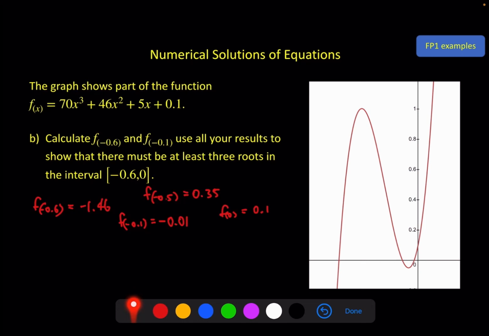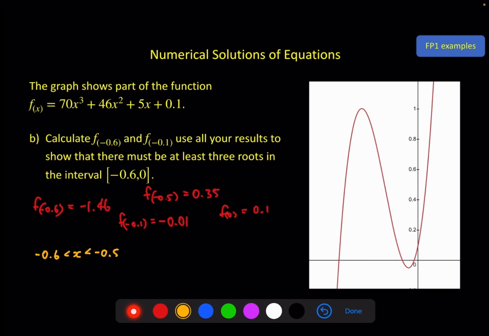So at f of minus 0.6, we get a negative answer, that's down here somewhere. At minus 0.5 we get the positive answer, that's either here or more likely we can see now it's probably over here. F of minus 0.1 is down here somewhere, and f of 0 again is here. But again, the key idea is the change of sign. From minus 0.6 to minus 0.5 we go from negative to positive. So there must be a root between these 2 values. There's at least one root in there.